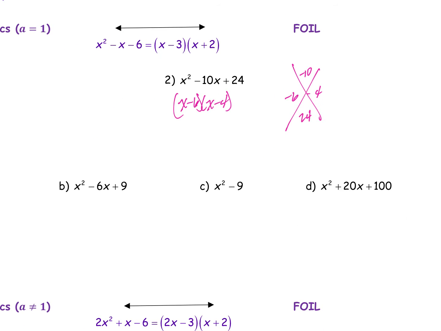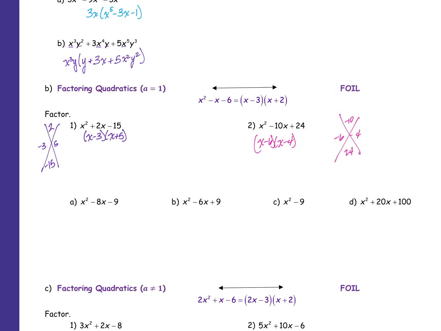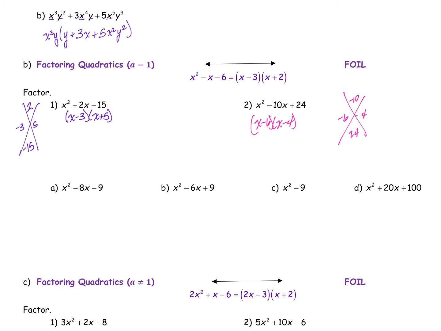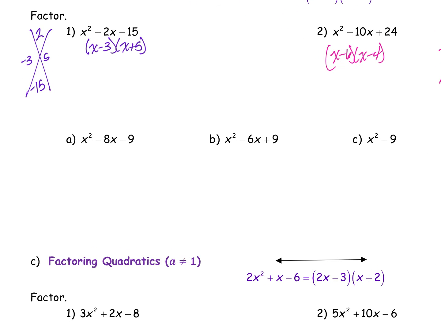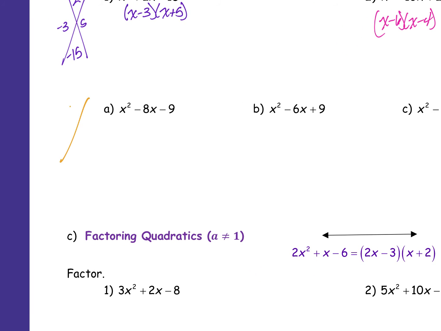Okay, so go ahead and do the next 4 problems, please. Go ahead and do this. So A, I need two numbers that multiply to be negative 9 and add to be negative 8. So it's negative 9 and 1. So x minus 9 times x plus 1.